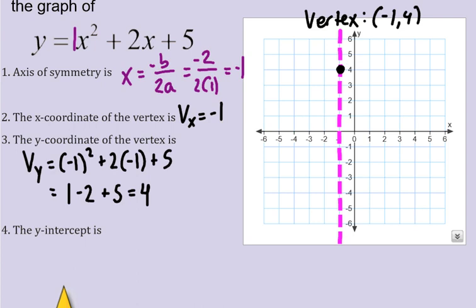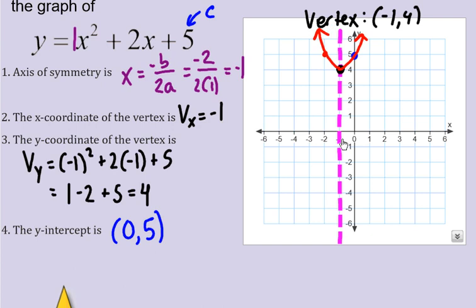The y-intercept is always the y value when I put 0 in for x, which will be this right here. So 5. I now have the right side of the graph, and then I could just reflect this blue point over to its mirror image on that side, and I have the other side of the graph, and voila, I've sketched the graph.